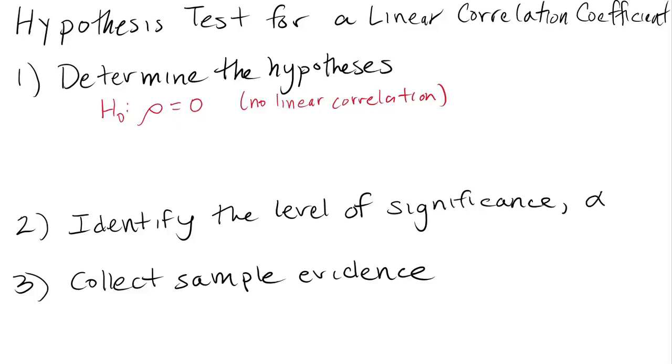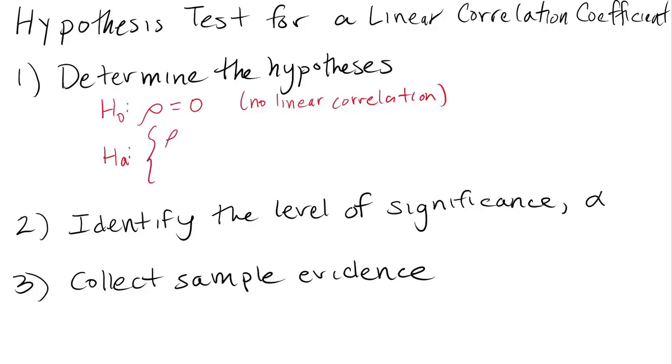But here there's a restriction. The number will always be 0. And one of the nice things about using the calculator is that the calculator won't let you select another number. You'll see it when we get to the calculator function. It requires that you compare the value of rho to 0. It doesn't give you another option. The alternative hypothesis will somehow contradict this.